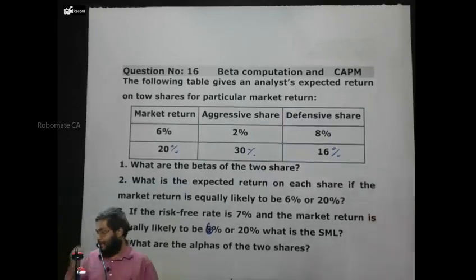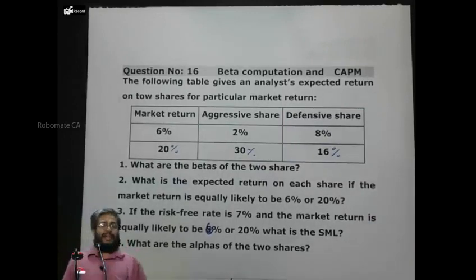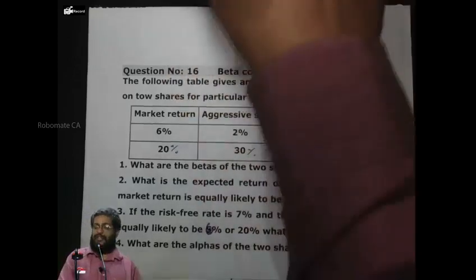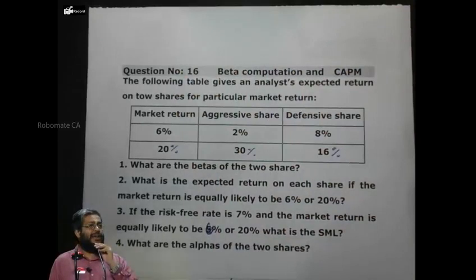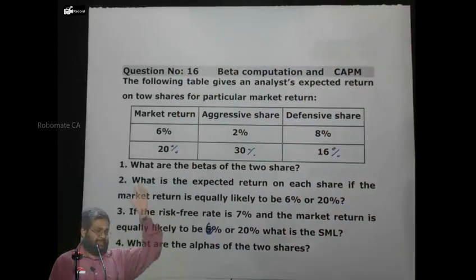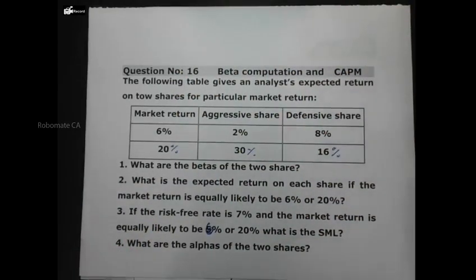Can we start now? Let us understand the question in perspective before we start doing the solution. See, I am looking at three investments. Can you name the three investments? Investment in the market portfolio, investment in the aggressive share, investment in the defensive share. Three assets I am looking at. The market is also a portfolio only. Everybody understood what I am saying?